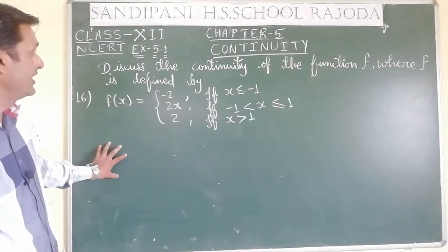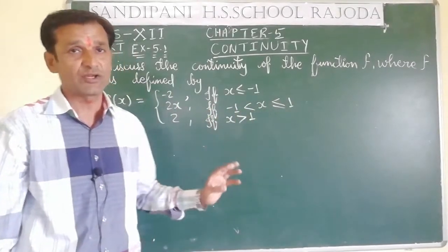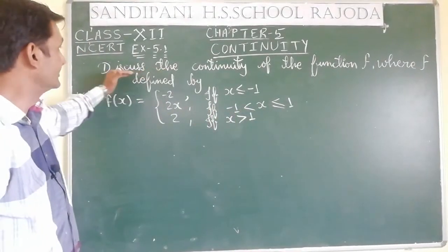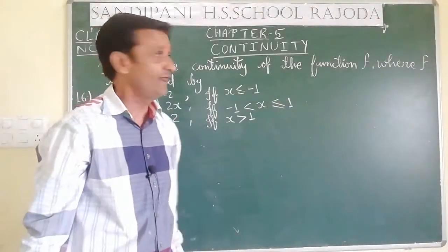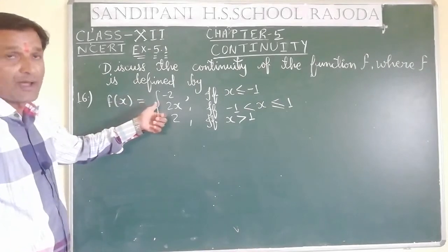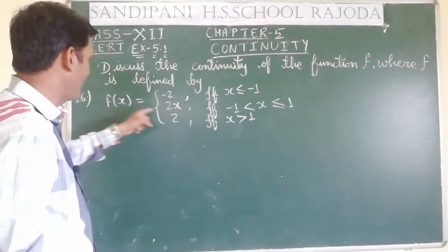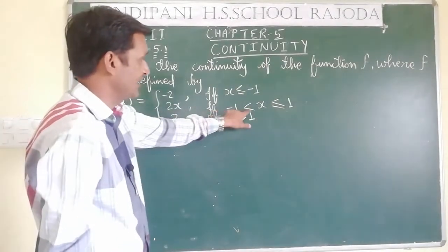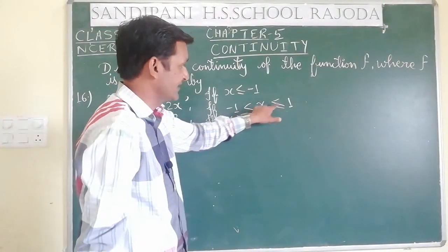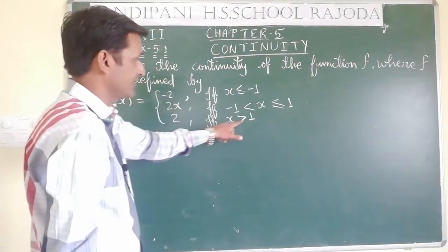See, I have already told you that up to 14, 15, 16, up to 16th question, this is only the heading. Discuss the continuity of the function f, where f is defined by f of x is equal to minus 2 if x is less than or equal to minus 1, and f of x is equal to 2x if minus 1 is less than x is less than or equal to 1, and f of x is equal to 2 if x is greater than 1.